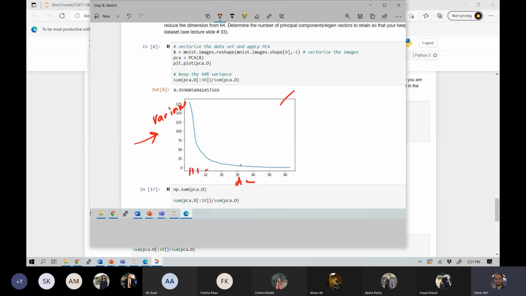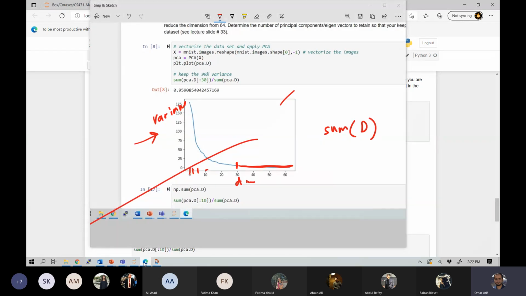So as you can see here, if you look at the first 30, they have some significant variance. The rest are almost zero, close to zero. So this figure tells you that if you only keep the first 30 principal components and ignore the remaining 34, you will not lose much information. And you also observe that if you take the sum of all the variances, they contain all the variances. So let me also show you here.